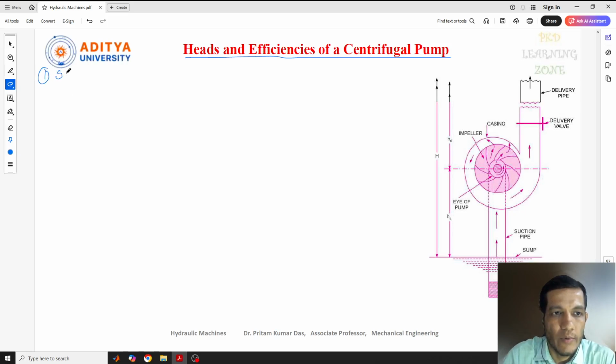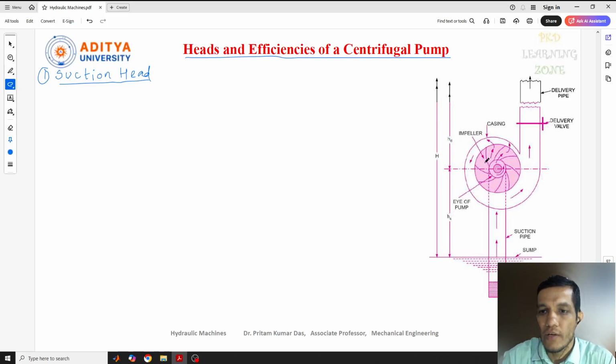First one, we'll discuss the suction head. To understand the suction head, I have taken the diagram of a centrifugal pump, the same diagram we discussed regarding the working principle of the centrifugal pump. If you see this centrifugal pump, this is the center line of the pump. From the center line of the centrifugal pump to the surface of the water level, this distance is called suction head, and the suction head is denoted by HS.